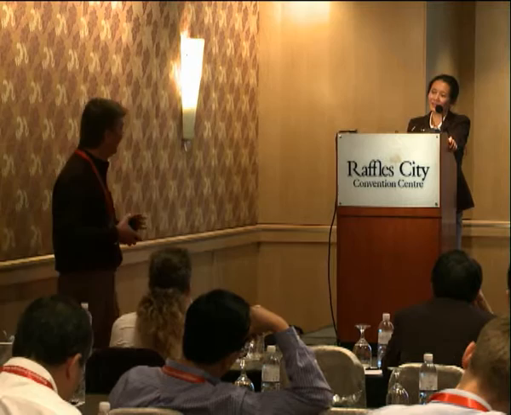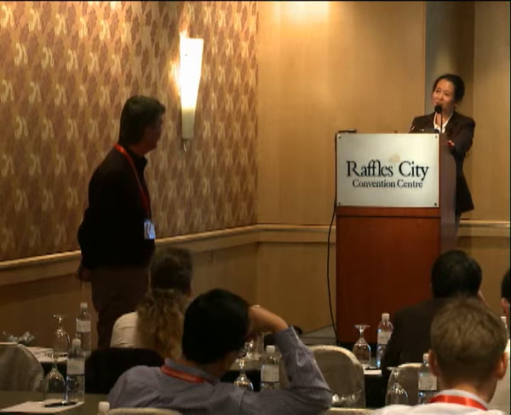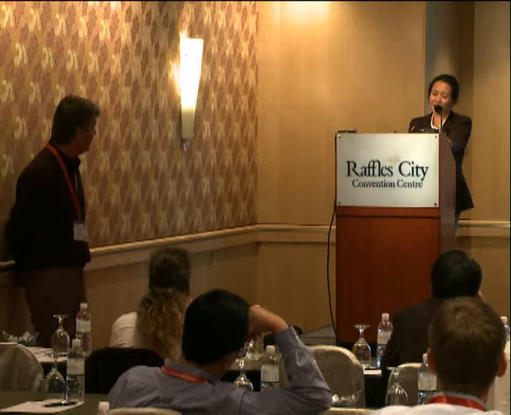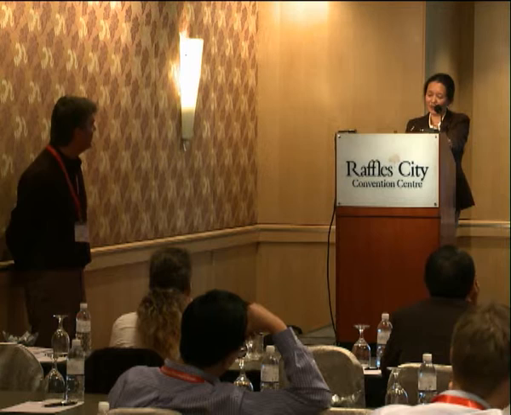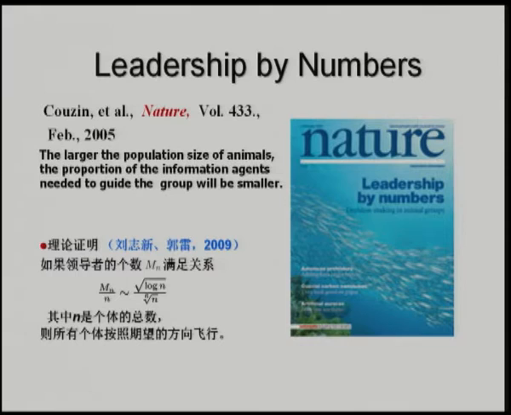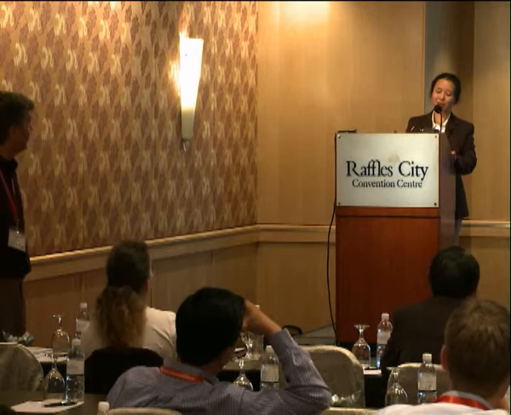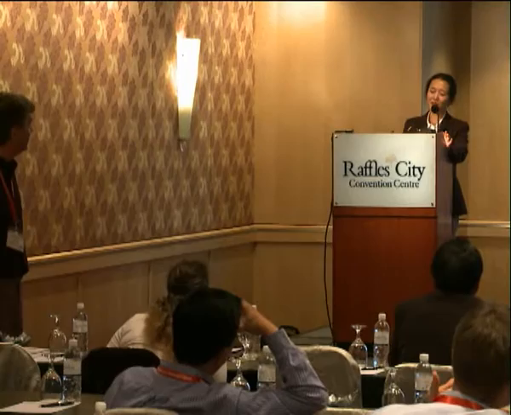And actually, I think some scientists also work on what they call leaders in the group. Oh, maybe I can show a little bit about that. Yeah, it's leadership by numbers, and they find that the larger the population size of the animal, the smaller the proportion of informed agents, called leaders, needed to guide the group. I have a colleague who works on this model, and they proved this phenomenon mathematically.